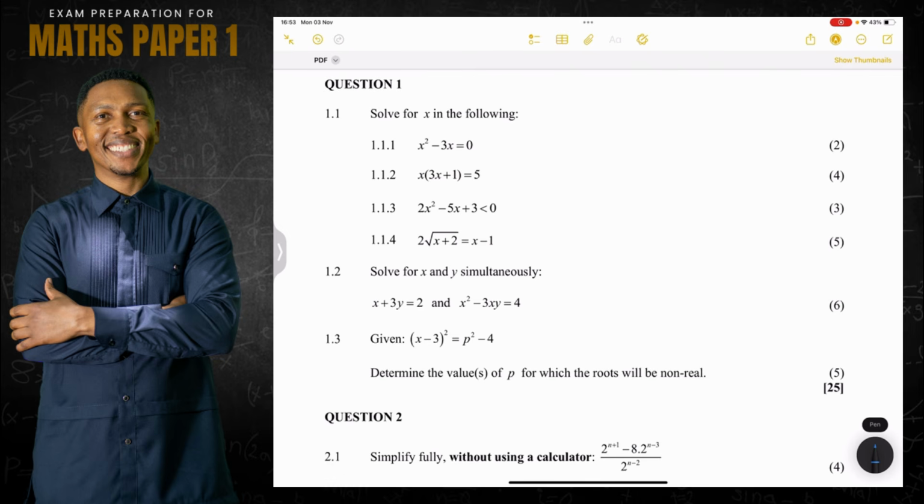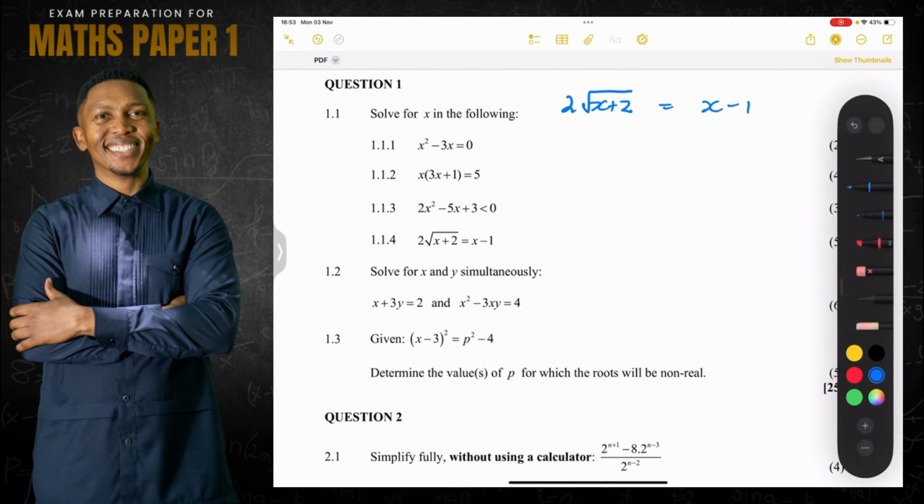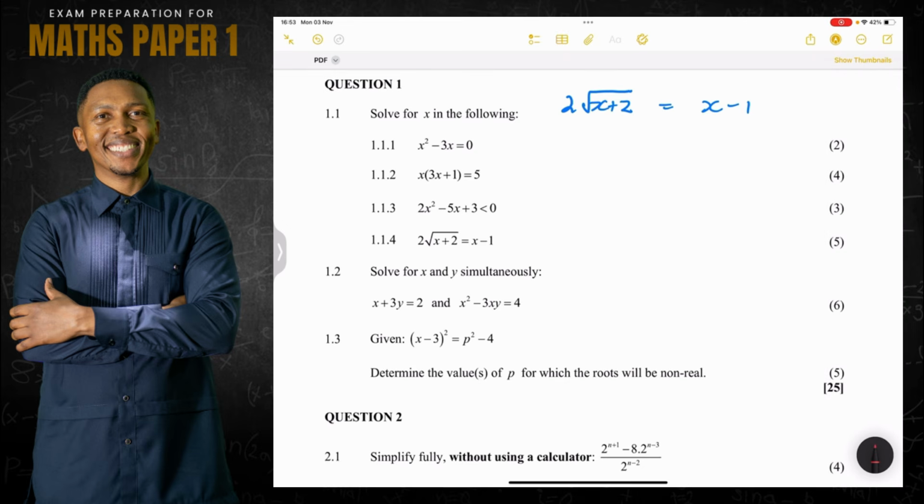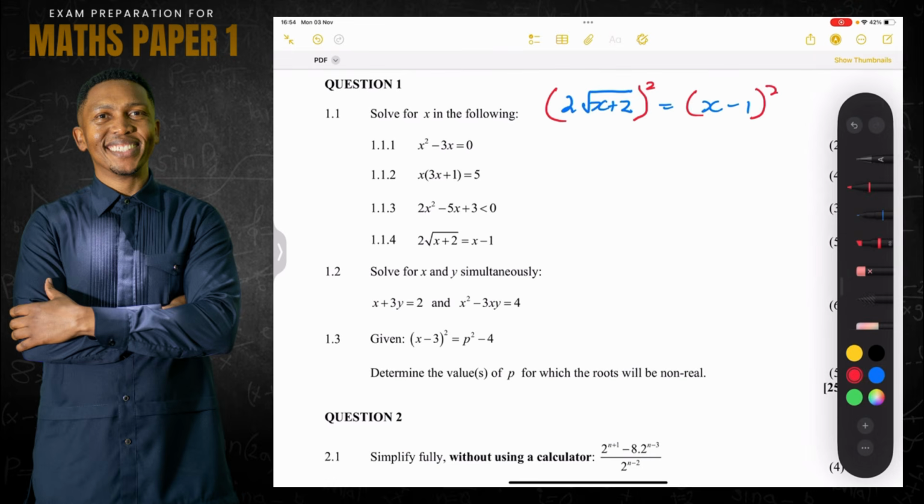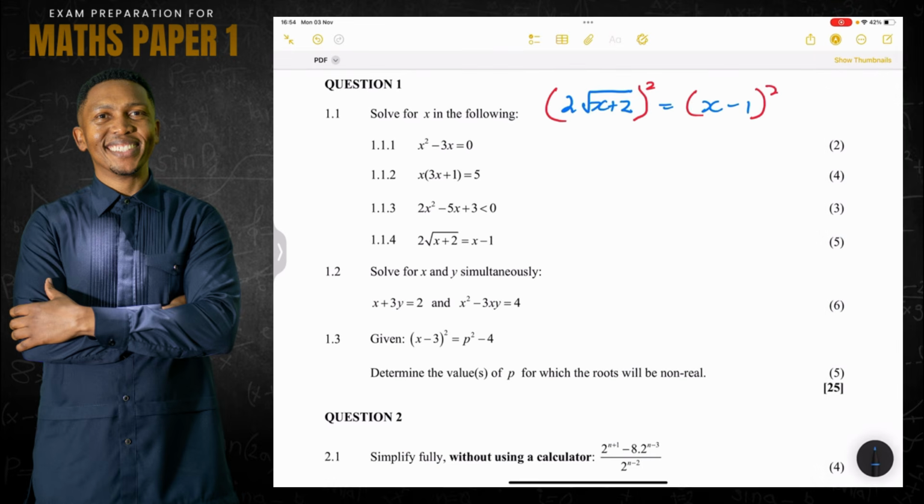Right, so we've got 2 into the root of x plus 2, which is equal to x minus 1. Now, we've got a root on the one side. We want to remove that root. All that we simply do is square both sides, right? So this is going to be the squaring of both sides. And so as a result, what do we get?